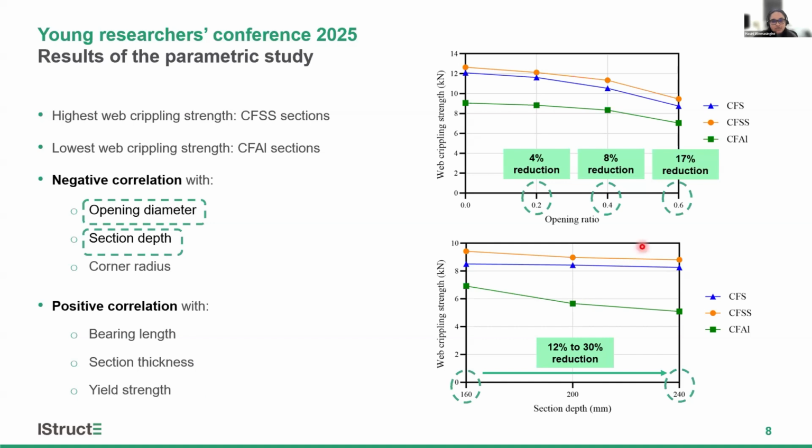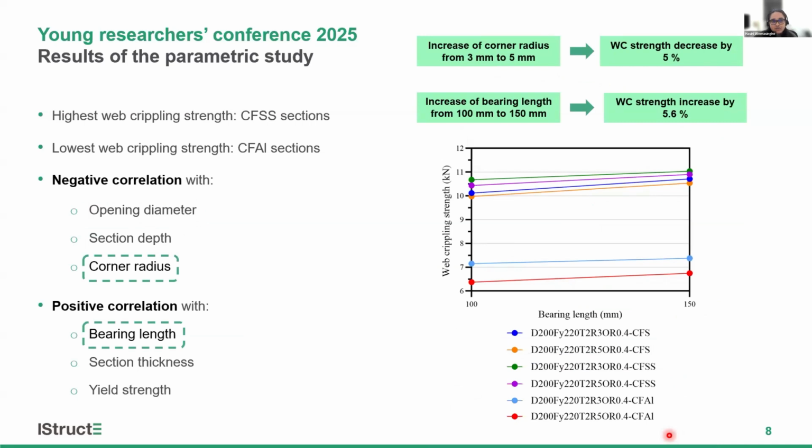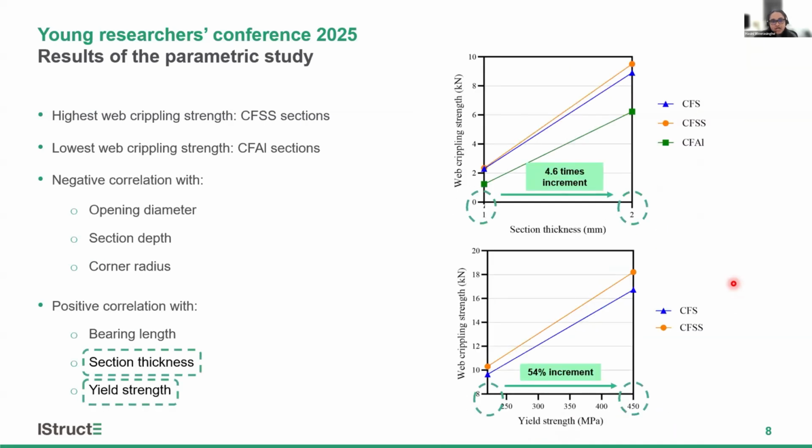So here you can see how the web crippling strength decreases with the increase of the web opening ratio. So when it comes to larger web opening ratios, there was a significant reduction. And here you can see the effect of section depth. And here you can see how the web crippling strength decreases with the increase of the cone radius and how it increases with the increase of the bearing length. And similarly, here you can see how the web crippling strength varies with the section thickness and the yield strength values.